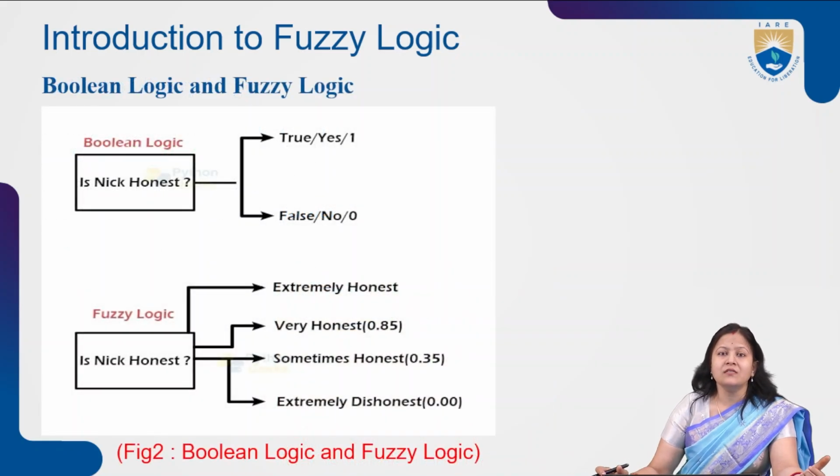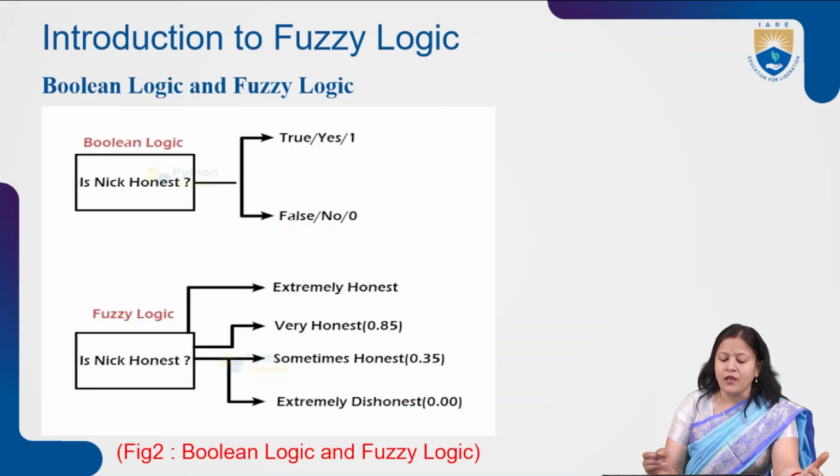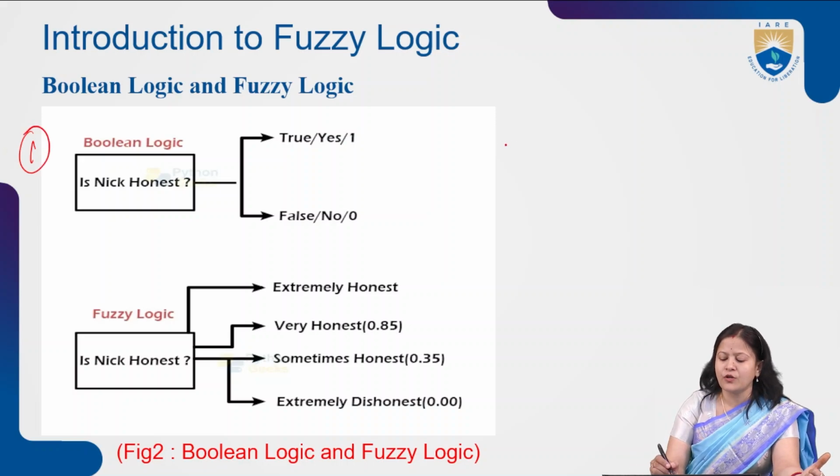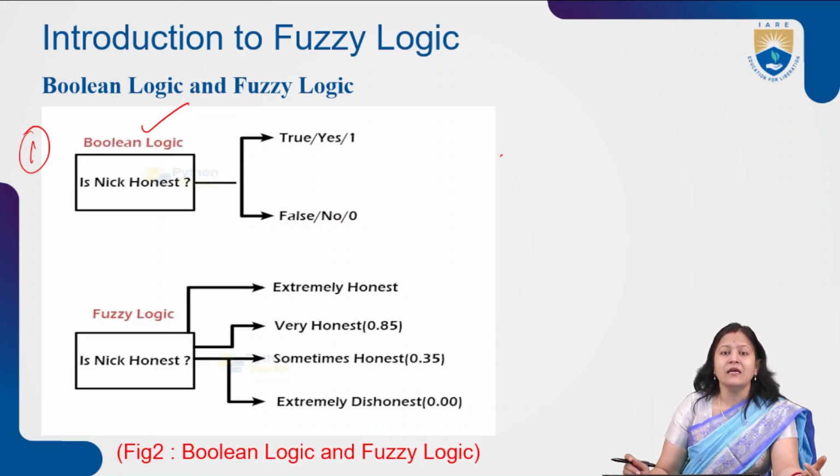Now you can see this example. Using this example, I hope you can get a clear idea of the difference between the crisp logic or Boolean logic and the fuzzy logic. The first example is related to the crisp logic, or Boolean logic. The example taken here is: is Nick honest? This is a normal statement which we think.